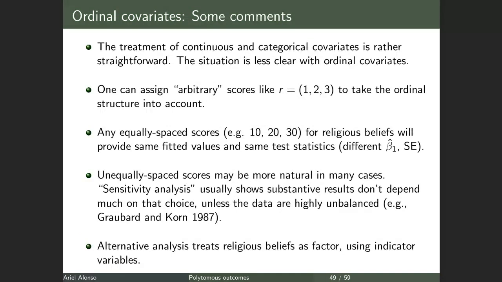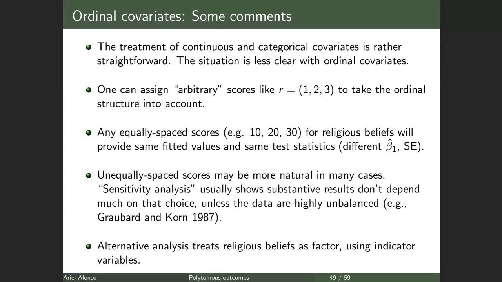Now, I told you that we had here an ordinal covariate, and we decided to just give some scores to the different categories. Now, the treatment of continuous and categorical covariates is rather straightforward, right? If you have a continuous covariate, you plug it in your model the way it is. If you have a completely categorical covariate, then you use indicator variables. But the situation is less clear when you have an ordinal covariate. How should I include an ordinal covariate in my model? Well, you can say I'm going to consider that it is categorical, and I'm going to create my dummy variables and introduce them in my model. And that's correct. But by doing that, you are ignoring the ordinality. So you are really not using all the information you have.